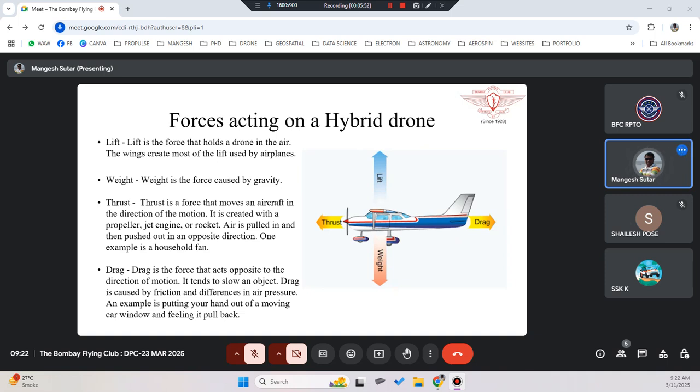Drag is caused by friction and the differences in the air pressure. An example is putting your hand out of a moving car window and feeling it pull back. This example I explained yesterday also, right? When you put a hand outside the car, bus, or even a train, you'll always feel that your hand is pulled back. Your hand has a surface, and as we are moving in a forward direction, the air which is hitting our hand will tend to push our hand backwards.